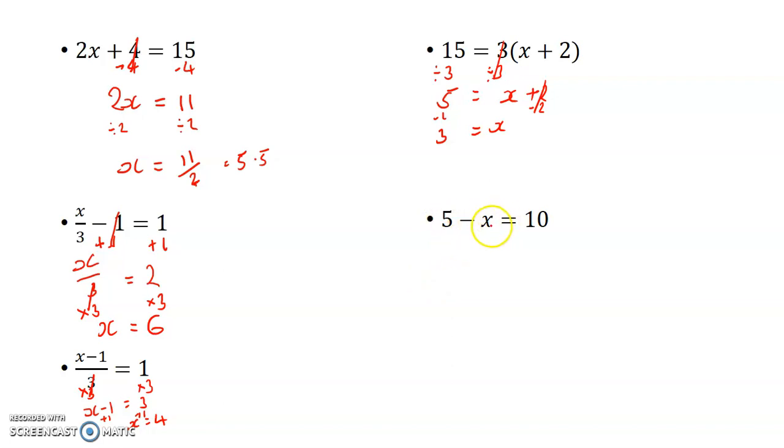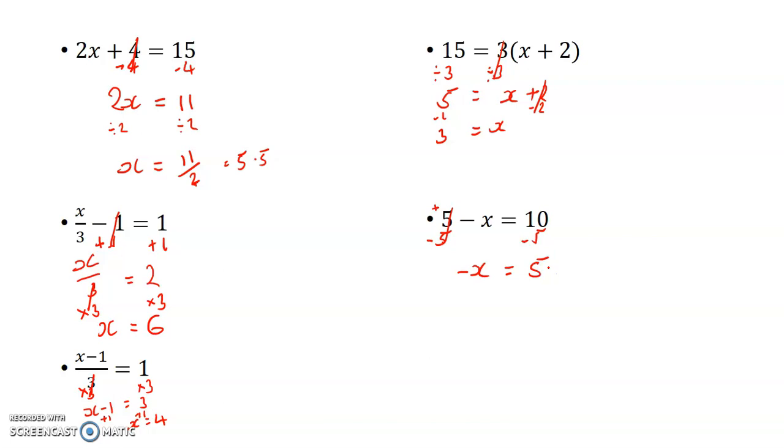This is the one that people struggle with a little bit because it's in a different order and it's just that little bit harder because we've now got something take away x. We still have to get the x by itself, so we've got to get rid of this 5. Now at the moment this is a positive 5, so to get rid of a positive 5 or a plus 5, we take away 5 from both sides. That's going to disappear. We've got negative x left on this side, and 10 take away 5 is 5.